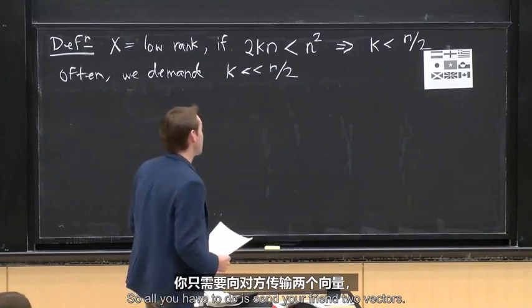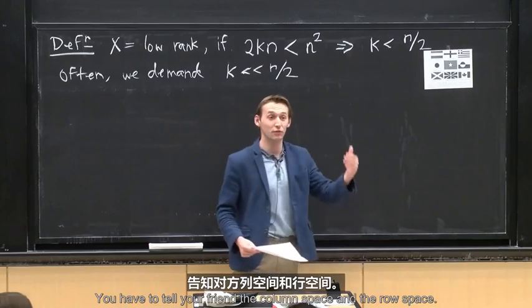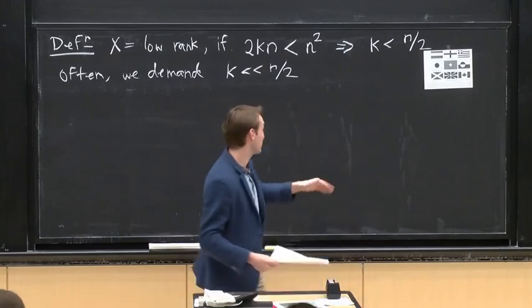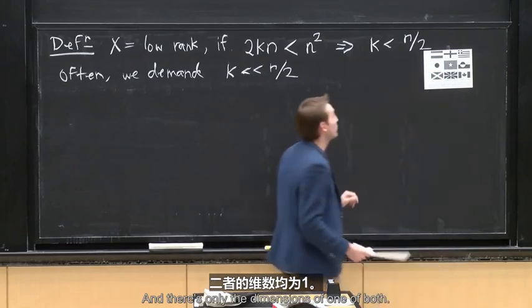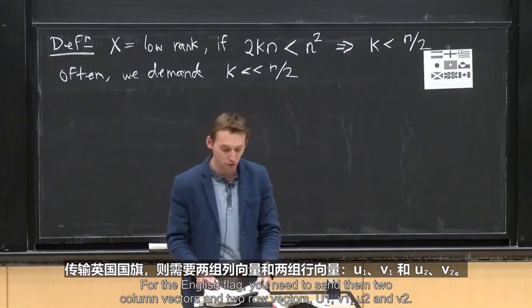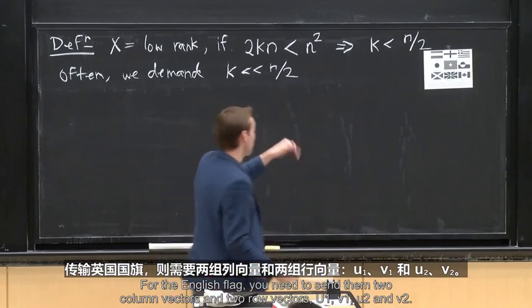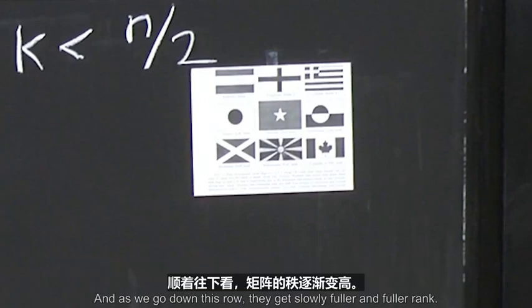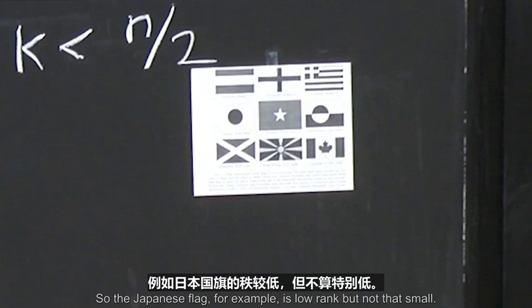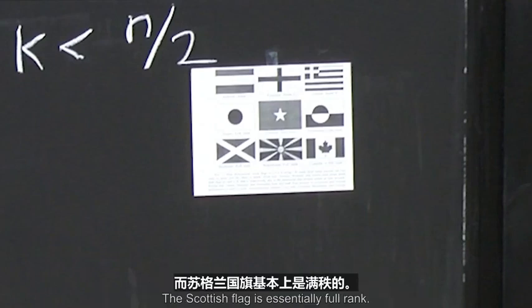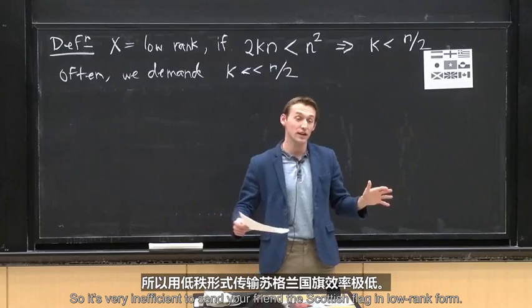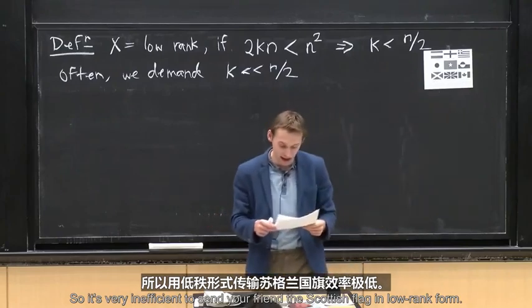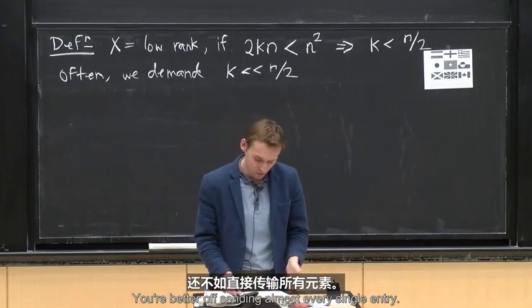So all you have to do is send your friend 2 vectors. You have to tell your friend the column space and the row space, and the dimensions are 1 of both. For the English flag, you need to send them 2 column vectors and 2 row vectors, U1, V1, U2, and V2. And as we go down this row, they get slowly fuller and fuller rank. The Japanese flag, for example, is low rank, but not that small. The Scottish flag is essentially full rank. So it's very inefficient to send your friend the Scottish flag in low rank form. You're better off sending almost every single entry.